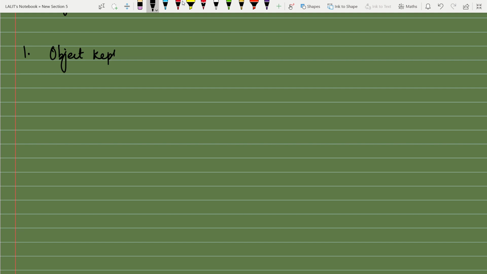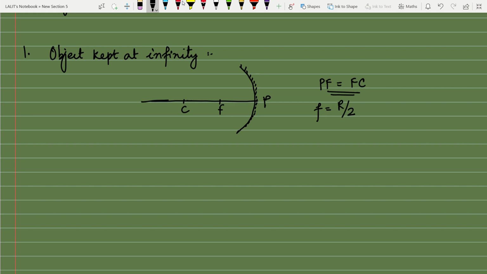Object kept at infinity. Now when we are saying infinity, means that the object is kept at a very large distance from the mirror. So first of all, let us draw the mirror. We draw a concave mirror and we draw the principal axis. This is the pole, this is the focus, and this is the center of curvature. Make sure that PF distance is same as FC, because focal length is equal to R by 2. So to get proper diagrams, you always use a ruler and a pencil to draw the diagrams.